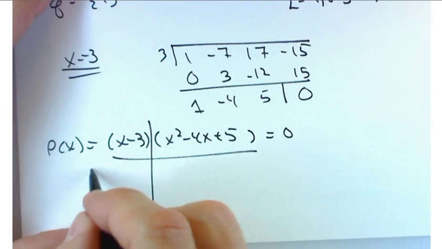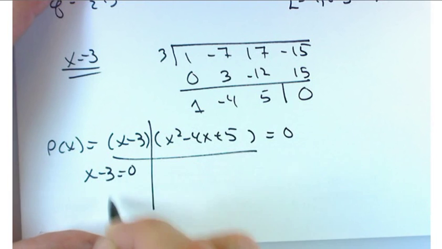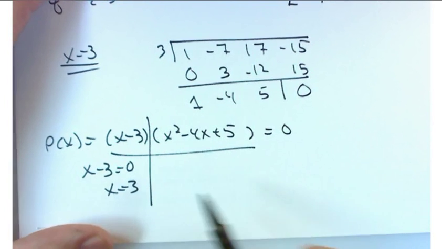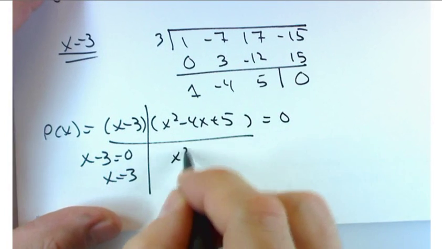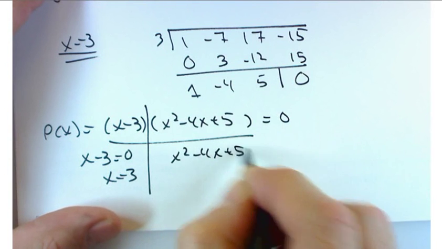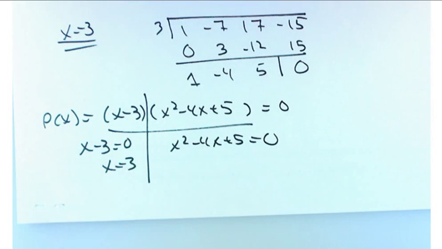I know where this equals 0. X minus 3 equals 0 when x equals 3. We already knew that one. But where does x squared minus 4x plus 5 equal 0? What am I going to have to do there? Quadratic formula.